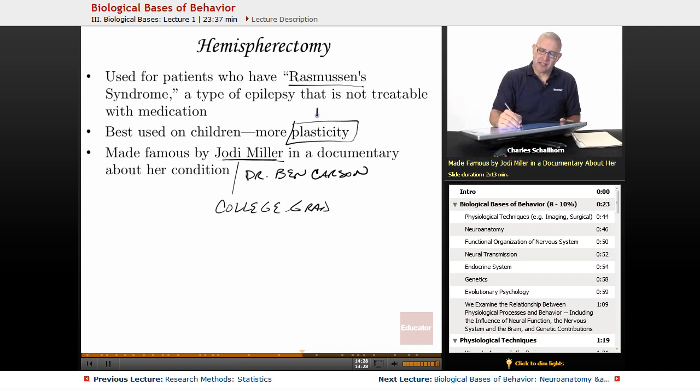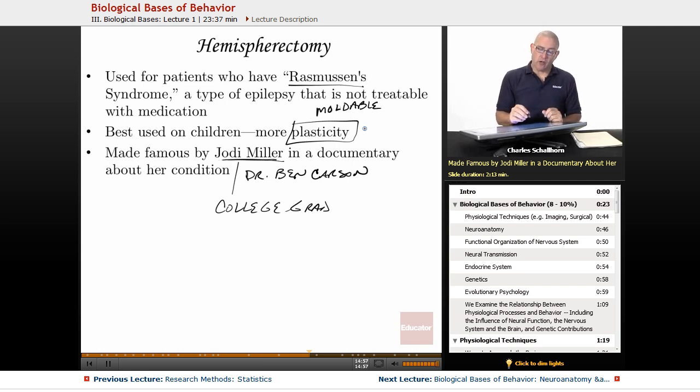Now, the word plastic, got to spell that one correctly, moldable. And plasticity means that the brain is moldable. It means that if one part of the brain is injured, other parts of the brain can pick up the slack, so to speak, can compensate for the part of the brain that's been injured or removed or damaged or whatever it might happen to be.